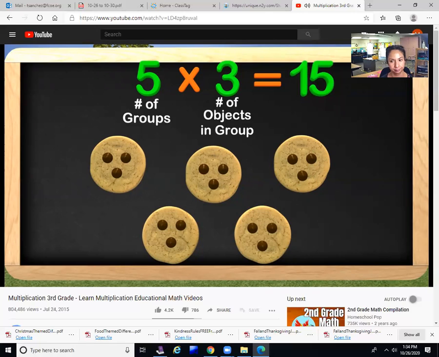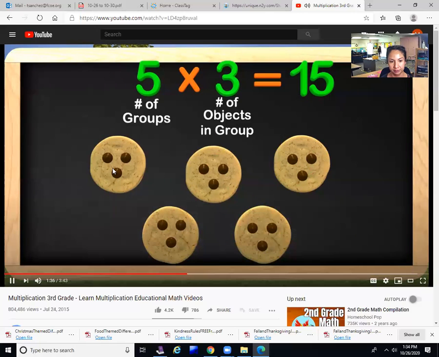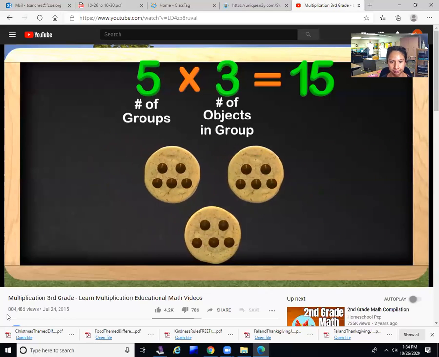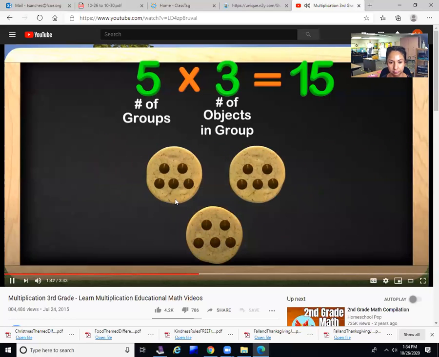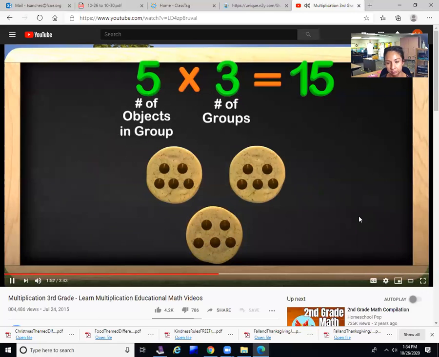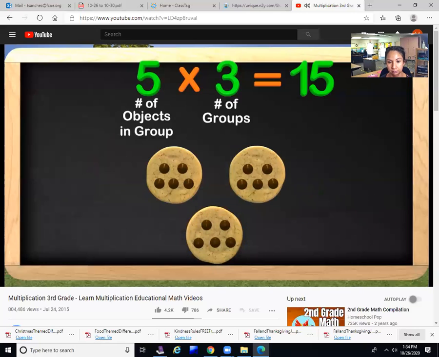There is something really cool about multiplication. Take a look at this. Here we have 3 cookies, and on each cookie there are 5 chocolate chips. What we just did was switch the number of groups and number of objects. The 3 is now the number of groups, and the 5 is now the number of objects in each group. If we count the chocolate chips, do we still get 15?